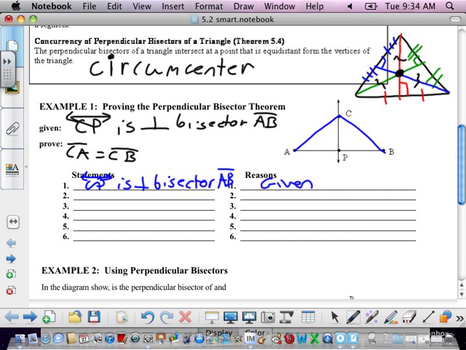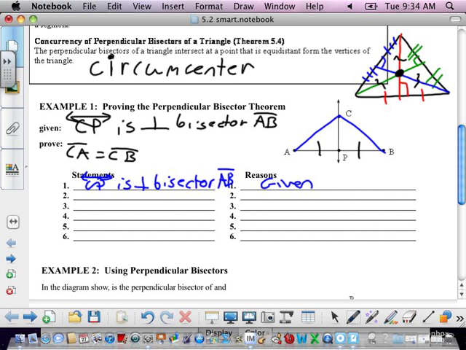A to P is the same as P to B. Where do you get the 2? What 2? No, not. A and P. It sounds like you're saying A and 2. The distance from A to P is the same as the distance from P to B.